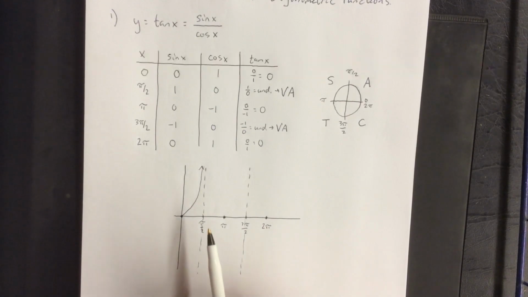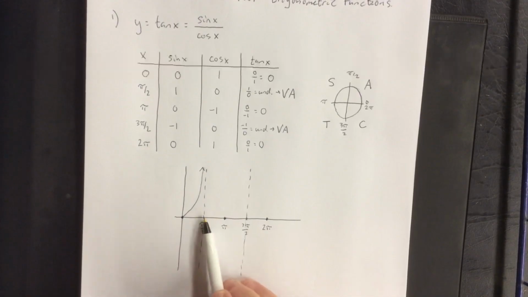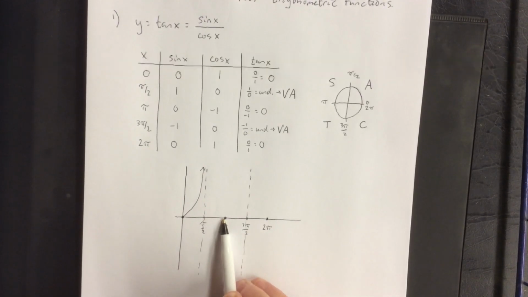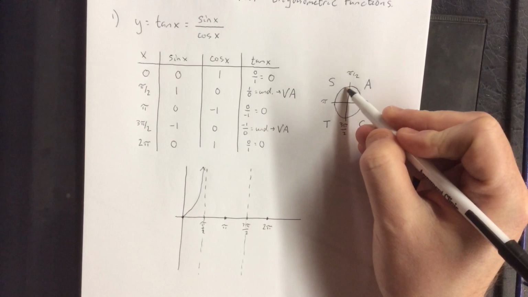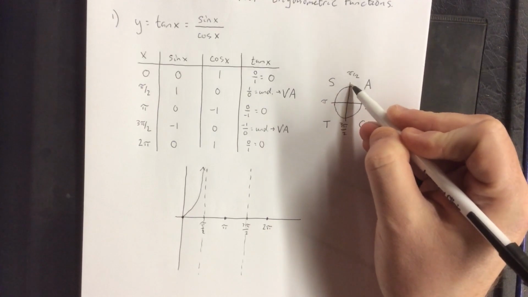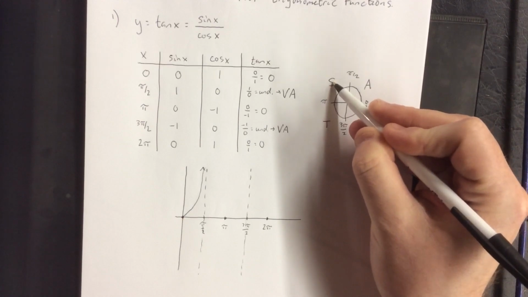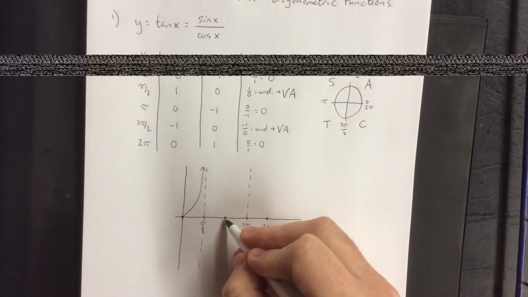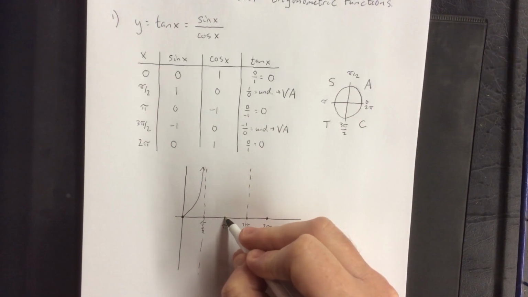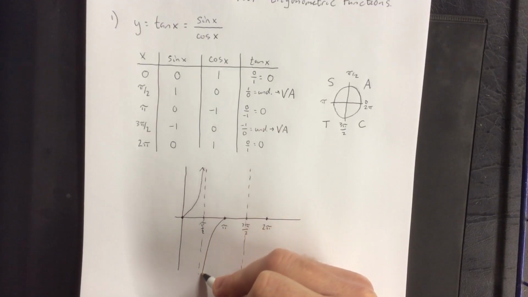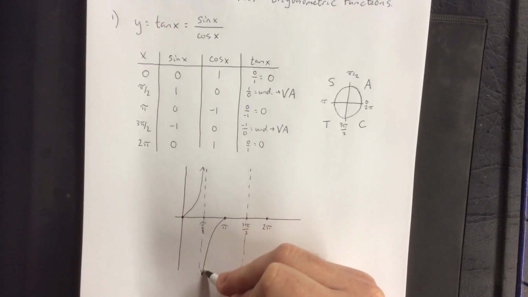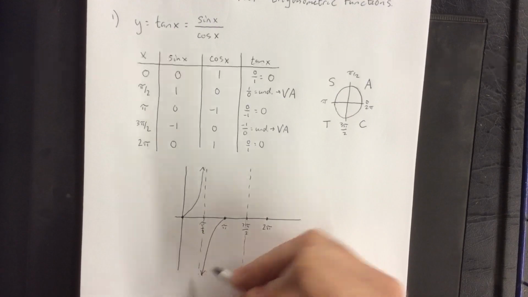We're going to try to apply the same logic between pi over 2 and pi. Between pi over 2 and pi, we're talking about angles that are between pi over 2 and pi. That'd be quadrant 2 on the unit circle. And in quadrant 2, the sine is positive, but the cosine is negative, meaning that the tangent between pi over 2 and pi will be negative. As a result, this goes down toward the asymptote on this side.